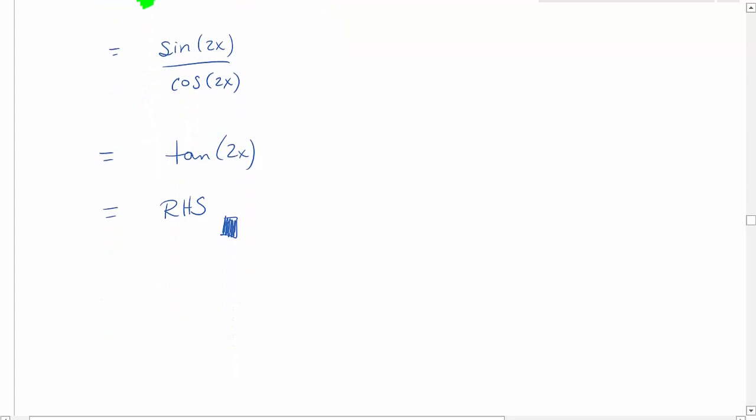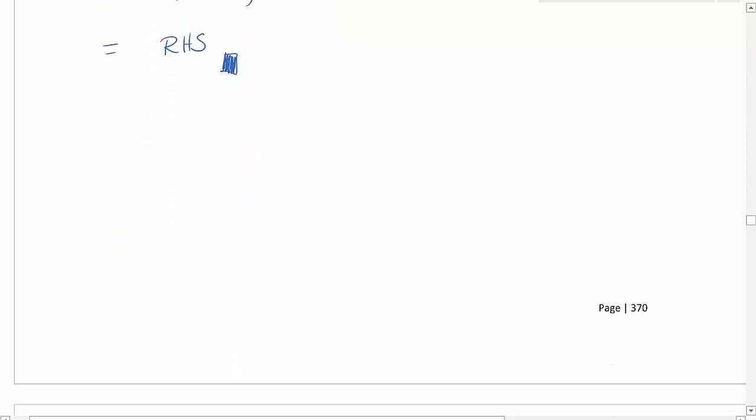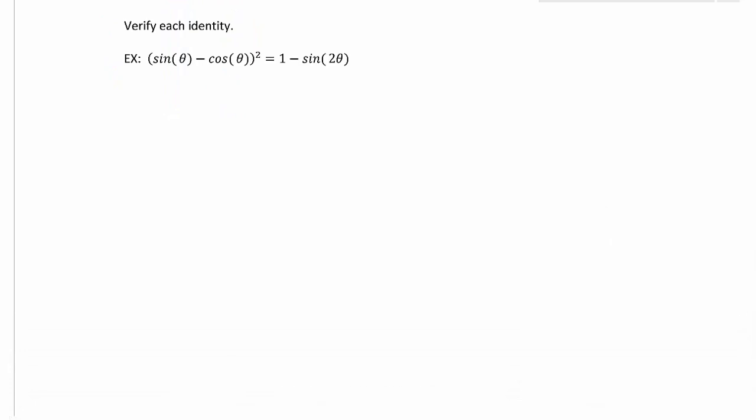Let's try another one. In this example, we want to verify that sine of theta minus cosine of theta quantity squared is equal to 1 minus sine of 2 theta. Well, right away I noticed that I have different arguments, theta on the left and 2 theta on the right. So I'm going to do some side thoughts about that sine of 2 theta.